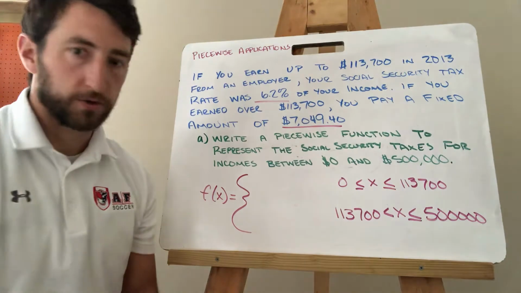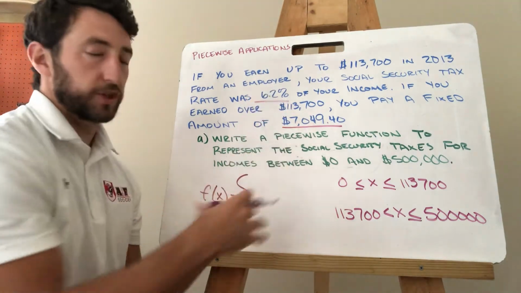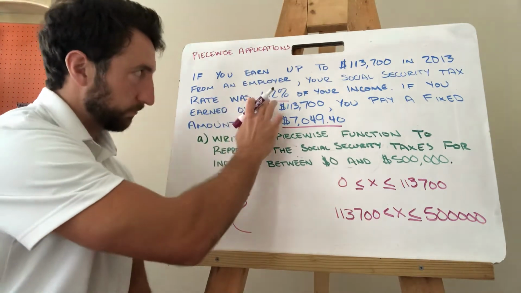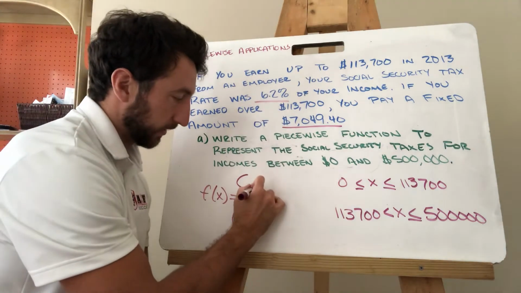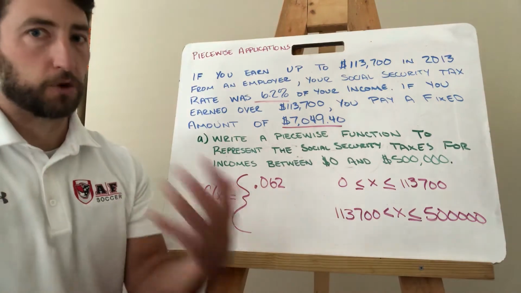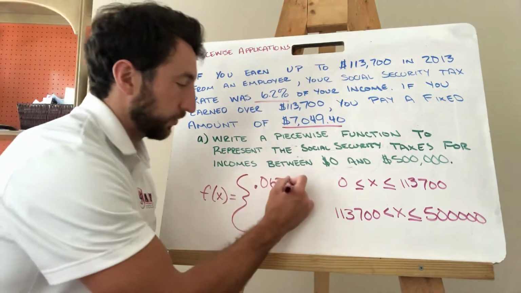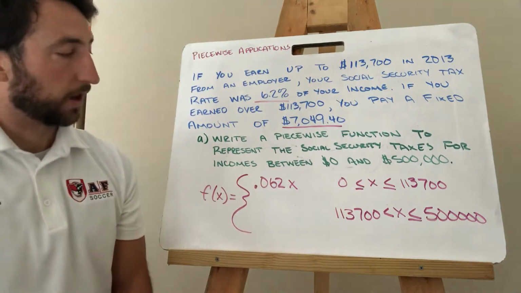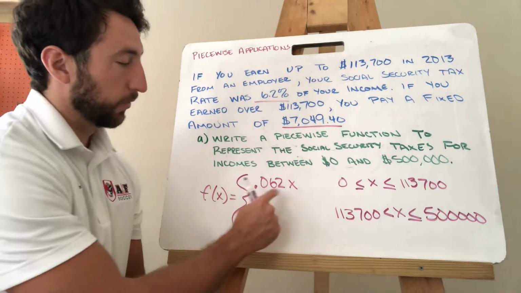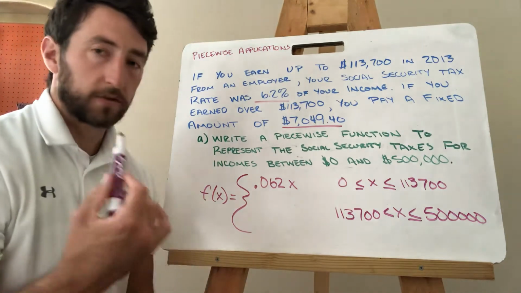Then we would go to our equations. The first part is we're taking 6.2% of our income. We change that percent to a decimal, so 0.062, and then we multiply that by our income. Our income in this case we use the variable X, but you can use whichever variable you want. Basically, anything between 0 and 113,700, we take that amount, multiply by 0.062, and that's going to give us our answer.